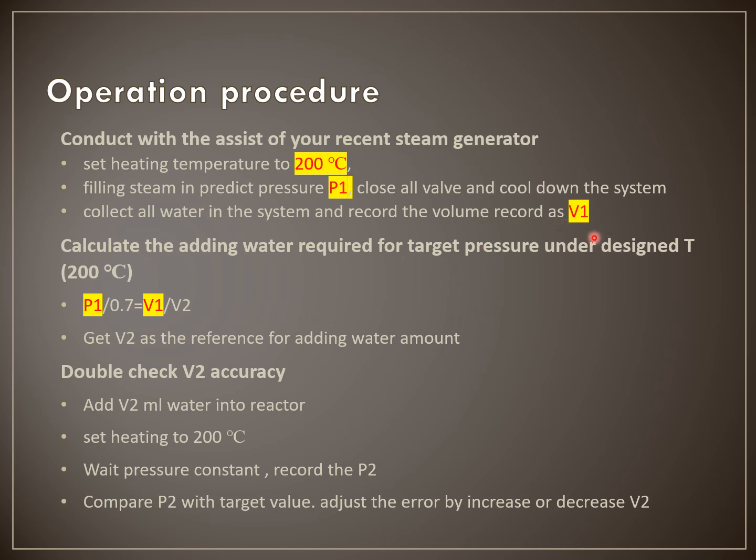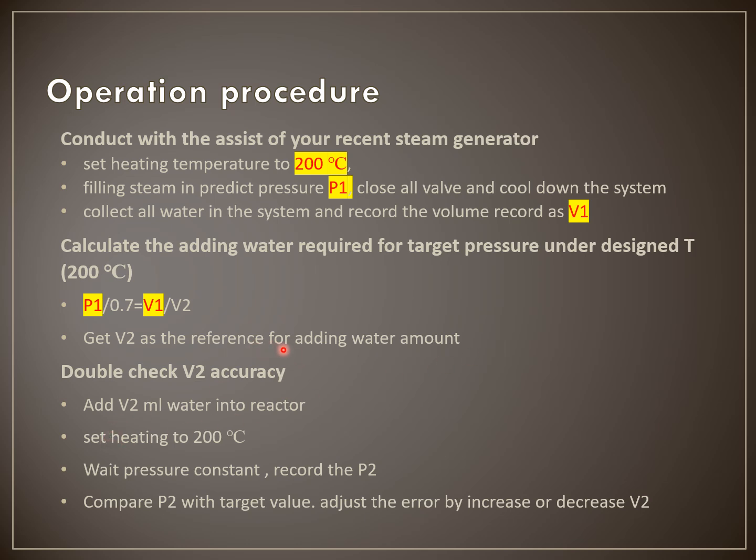When this process is done, we will obtain a value with P1 and V1, which becomes a known value. Then we will calculate the water amount to add based on this known value and the target pressure. Then we will obtain V2, that is the amount of water we are going to add into our generator to generate in situ steam.